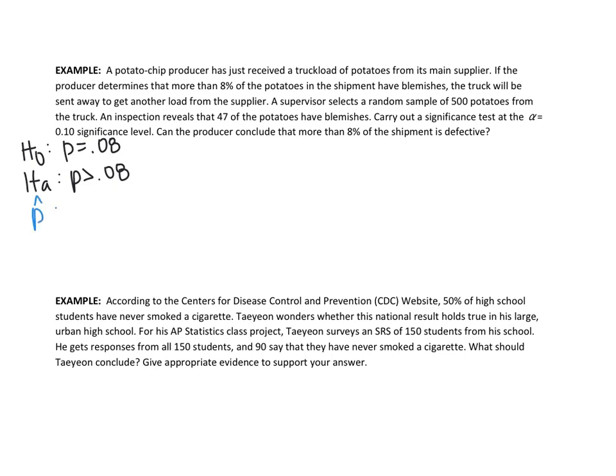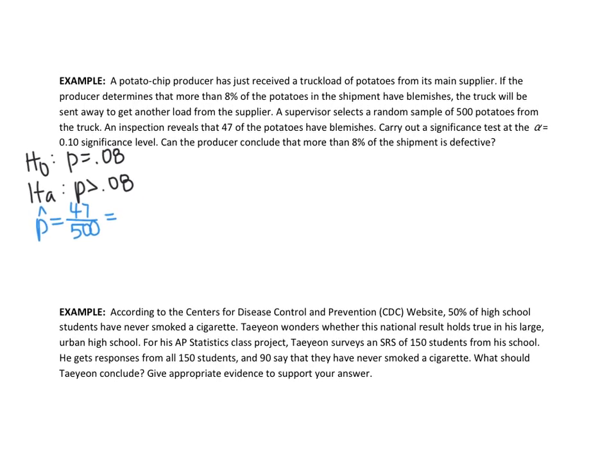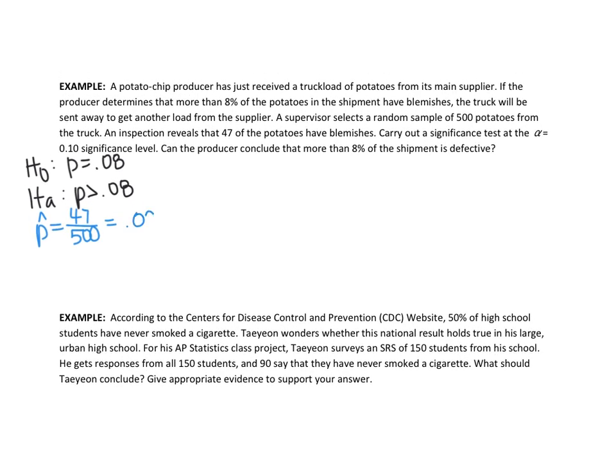So our p-hat is the 47 out of 500 that have blemishes, which is 0.094. Our p-naught is the 0.08. N is 500, and lastly, alpha is 0.10.